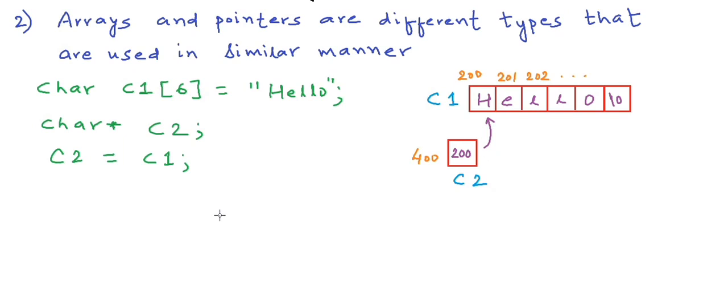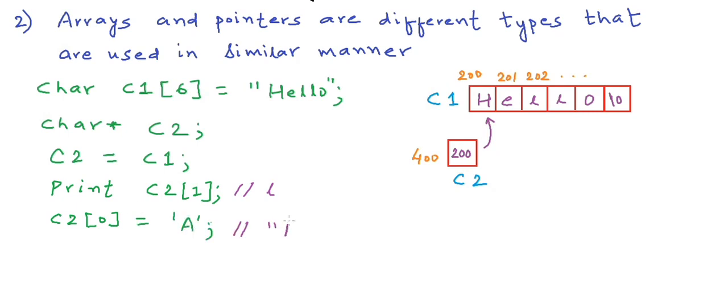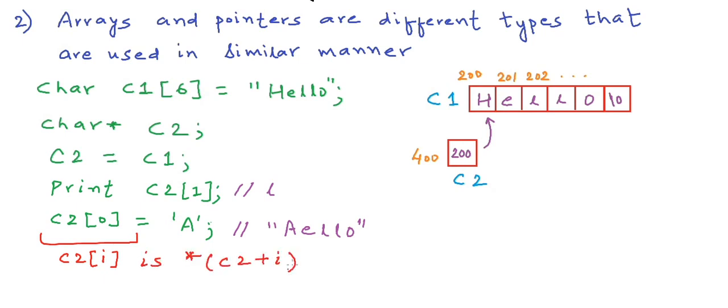Now we can use this variable C2, which is a character pointer, just like C1, to read and write into the array. So if I write something like print C2[i], let's say we want to print C2[1], then the output will be L, and we can even modify the array. Let's say we want to modify the character at 0th index to A. So the string will be modified and will become this. When we write C2[i] for any position i, it is nothing but *(C2 + i). So C2 is the base address. C2 + i will take you to the address of the ith element.